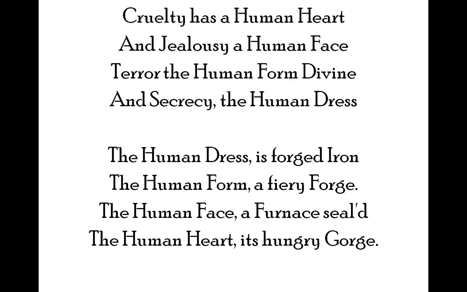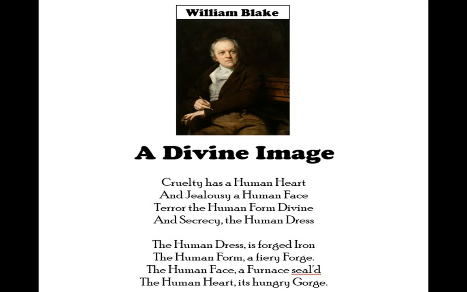Together with the students, the teacher will explain the meaning of new words: secrecy, forged as an adjective, forge as a noun, furnace, and gorge. The teacher will explain the irony of the title of this poem. And then the teacher will explain how the poet uses descriptive adjectives to emphasize his message. This is the way the poster will be on the board.